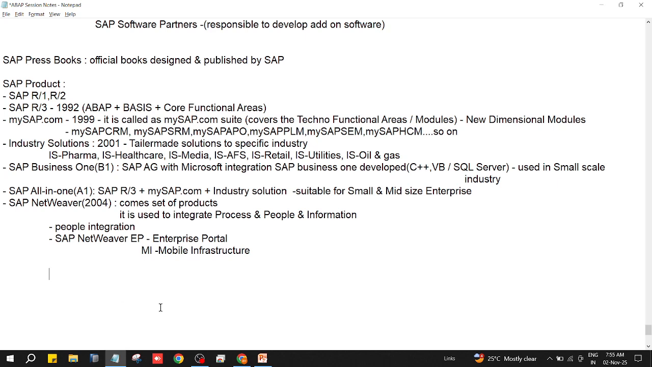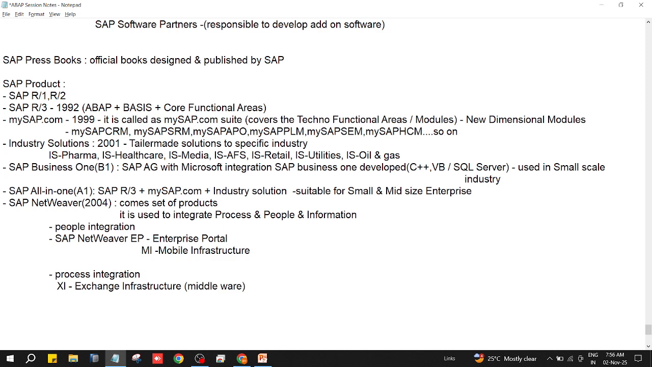That was the initial. Second, the process integration module is SAP NetWeaver XI. XI stands for Exchange Infrastructure. One end is SAP, another end is non-SAP. It is a kind of middleware tool, just like TIBCO and others. Many middleware tools are there in the market. Similarly, SAP has its own proprietary middleware tool.